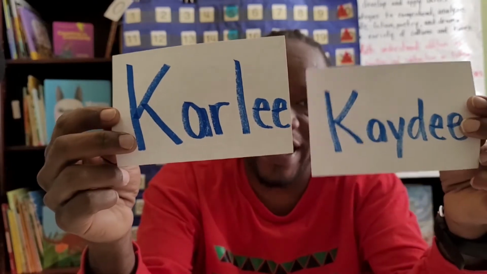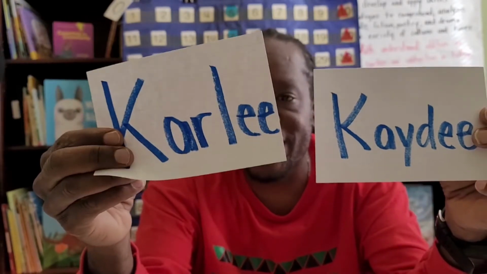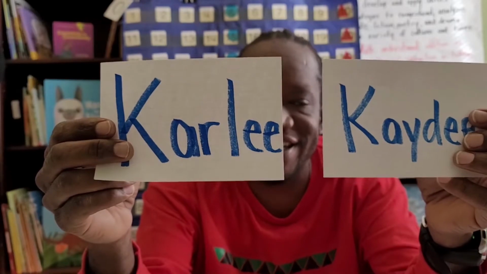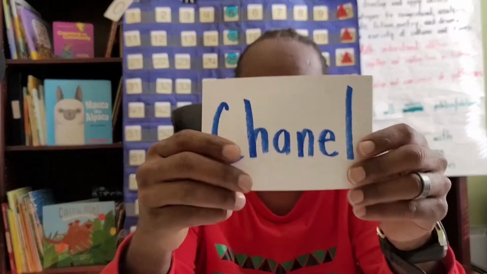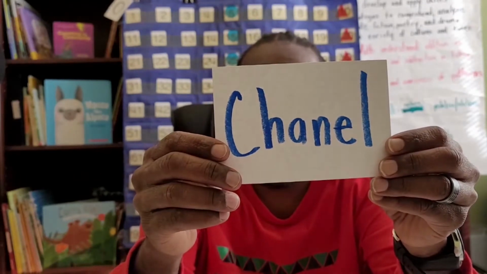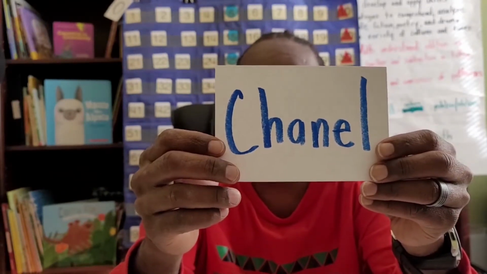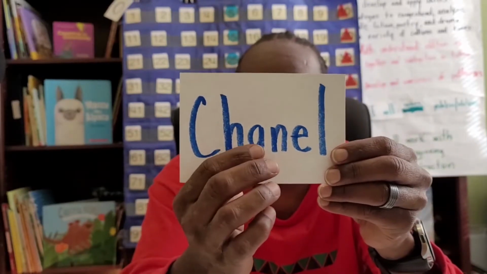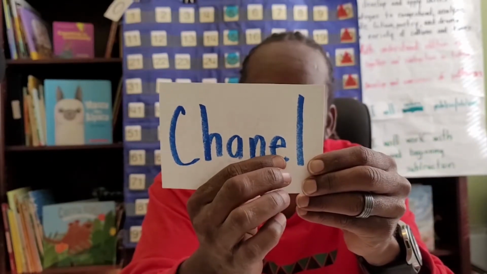Look at Carly and Katie. They both start with a K, an A, and what? E-E. Carly, Katie. Interesting. And whose name was this? Chanel. Let's count her letters. 1, 2, 3, 4, 5, 6.